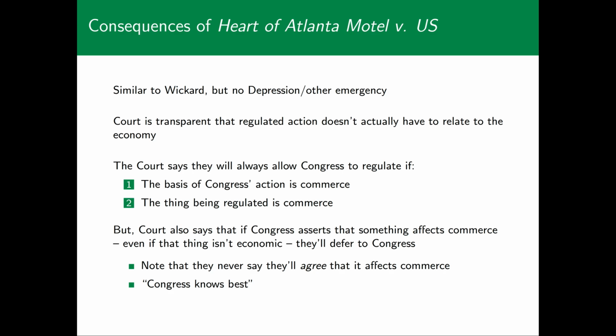But basically they say, this is kind of the funny thing, they say, we'll let you regulate, but we also are just going to let you tell us that the basis of your action is commerce, and the thing being regulated is commerce, right? So pretty much the court says to Congress, we're always going to agree that if you say it affects commerce, we'll say it affects commerce, right? That's not like a collusive thing. They're just saying Congress is the best body to decide if something affects commerce. That's not really the court's purview. So we're going to be deferential to Congress on this matter, right? Sort of saying Congress knows best about what is and is not commerce and what does and doesn't affect commerce.